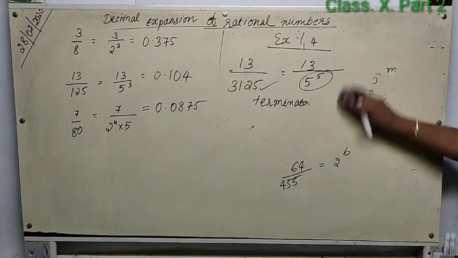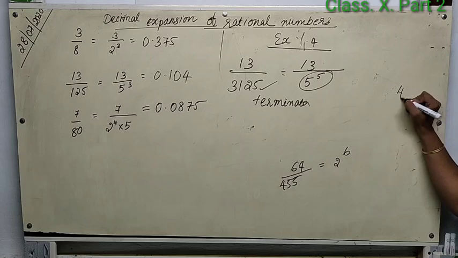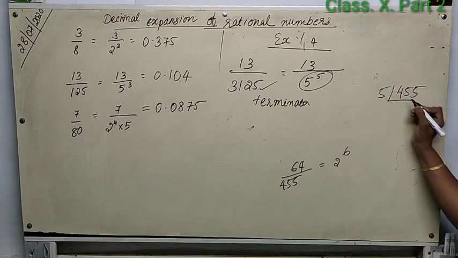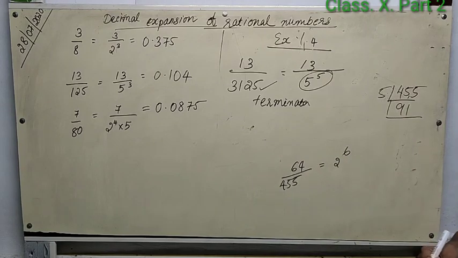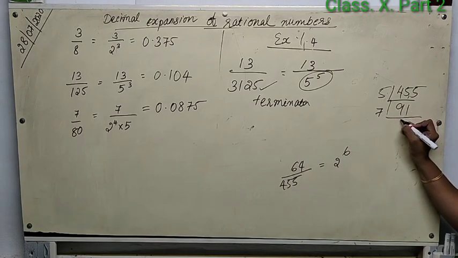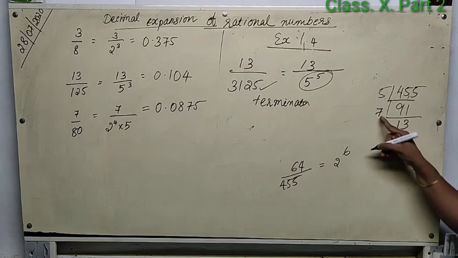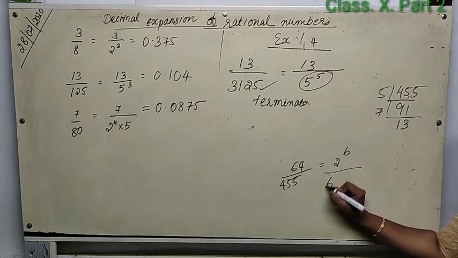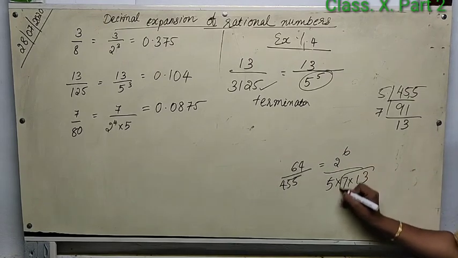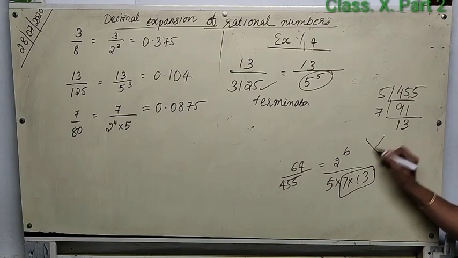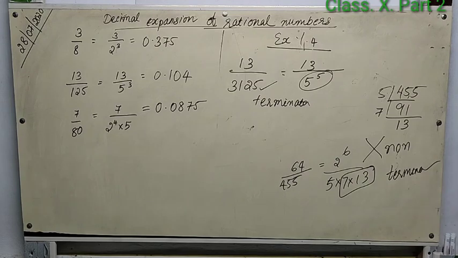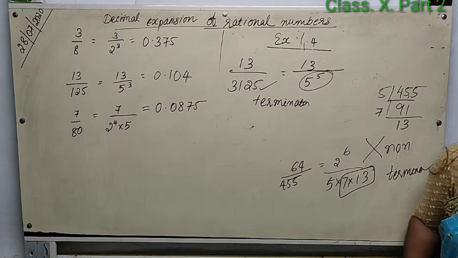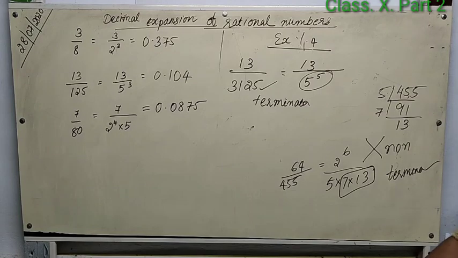Then 455, how to write it? We can divide by 5, it is 91. 91, we can divide by 7. On dividing by 7, it is 13. Okay, these are prime numbers. 5 into 7 into 13. 7 and 13 are in the denominator. So it is non-terminating. Like that, would you please complete all the rest of the questions by this method?